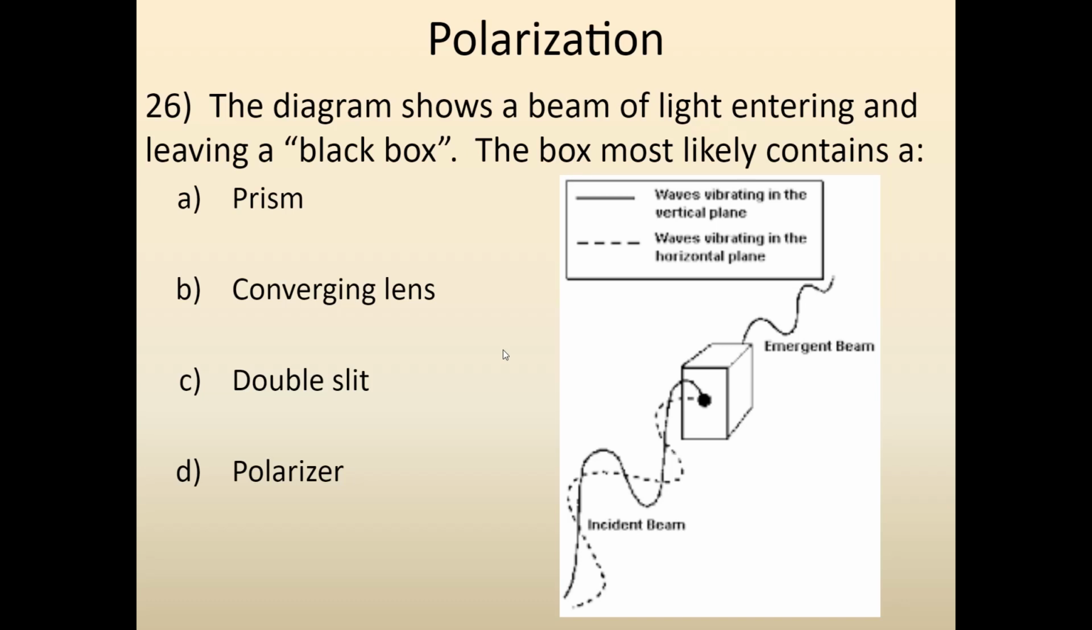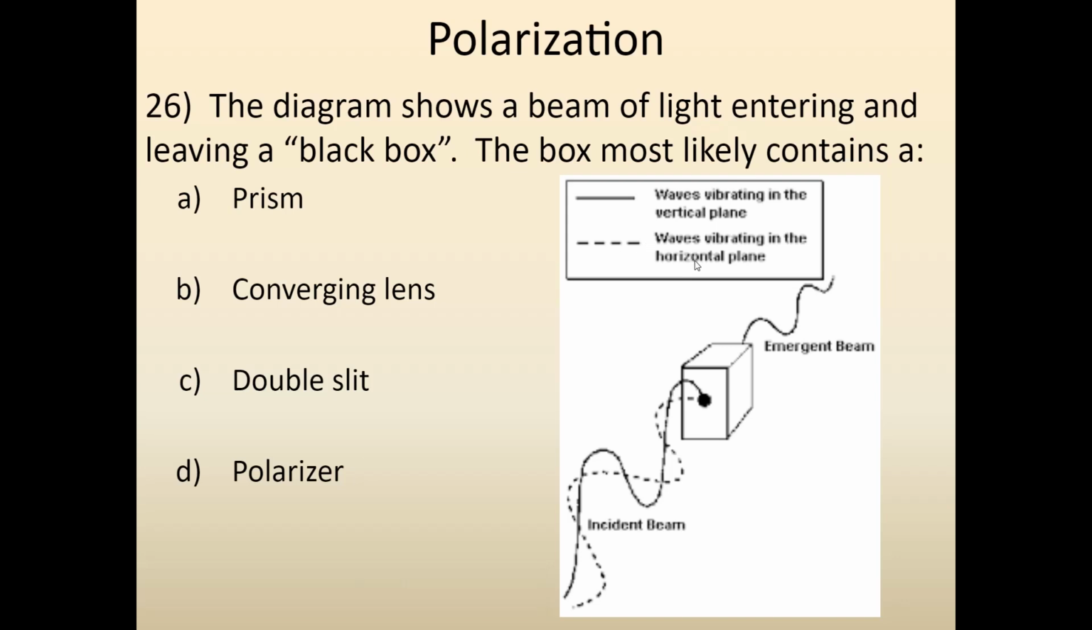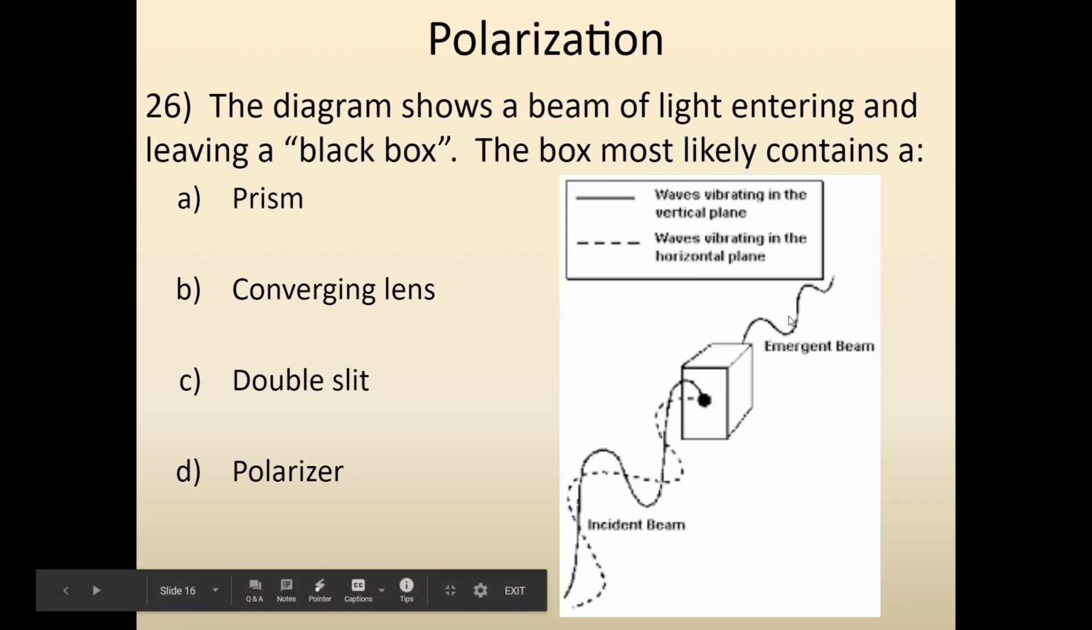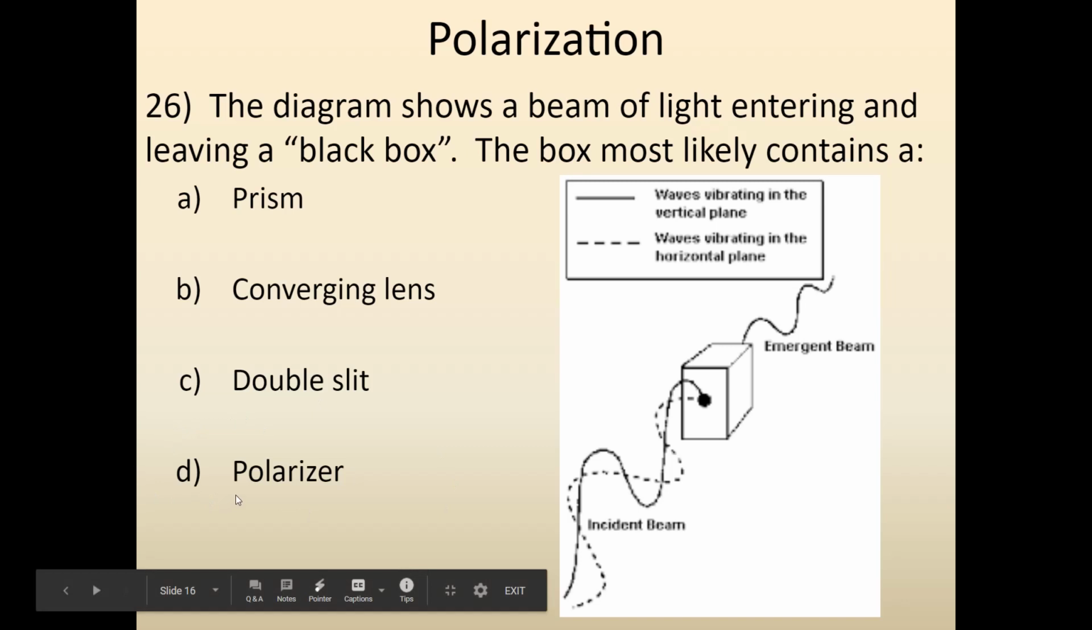All right, here's another question. You can pause the video, work on it yourself, and we'll go over it in a second. All right, so here we have two waves. We have a solid line, which is vertical, and a dotted line, which is horizontal. It goes through this box, and only the solid vertical line remains. This is a filter, which is also called a polarizer. Who would have guessed that the question on polarization would be a polarizer?